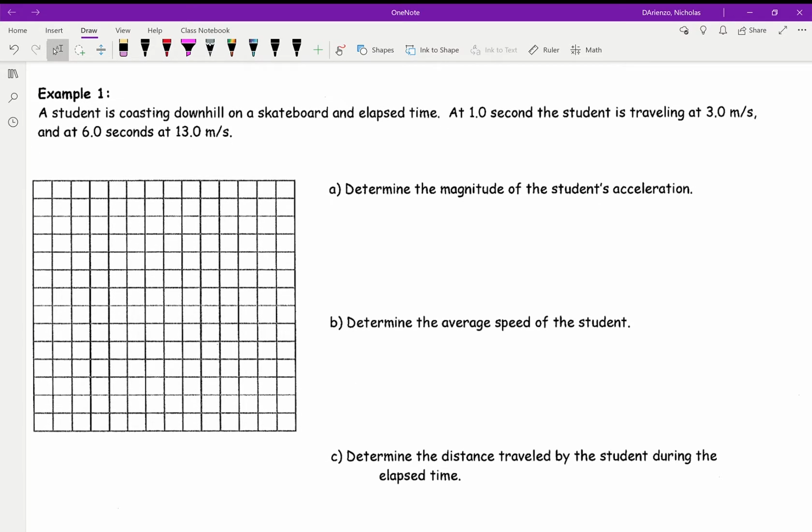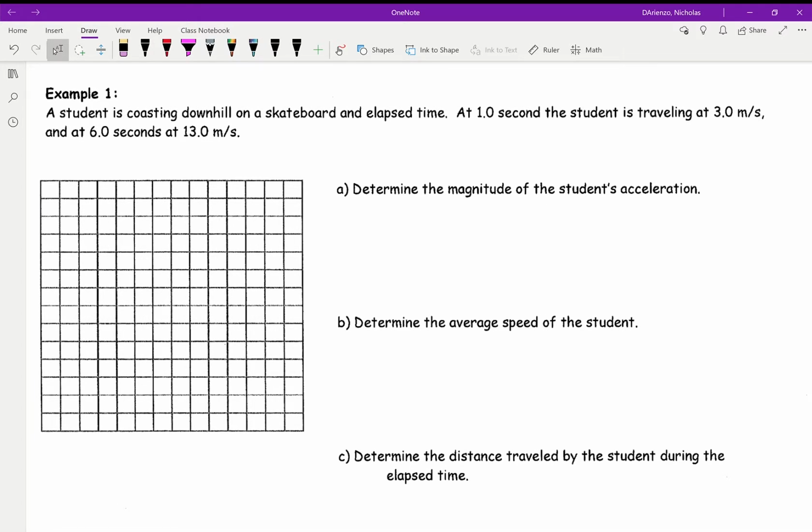I'm going to give you 2 examples here of how we can look at motion of an object graphically, determine acceleration, and determine how far the student's going to travel in the given amount of time. And we're going to try that in 2 different ways. So we use the same example for both. A student's coasting downhill on a skateboard at an elapsed time. I'll put some numbers in here in a minute. At 1 second, the student is traveling at 3 meters per second, and at 6 seconds, traveling at 13 meters per second.